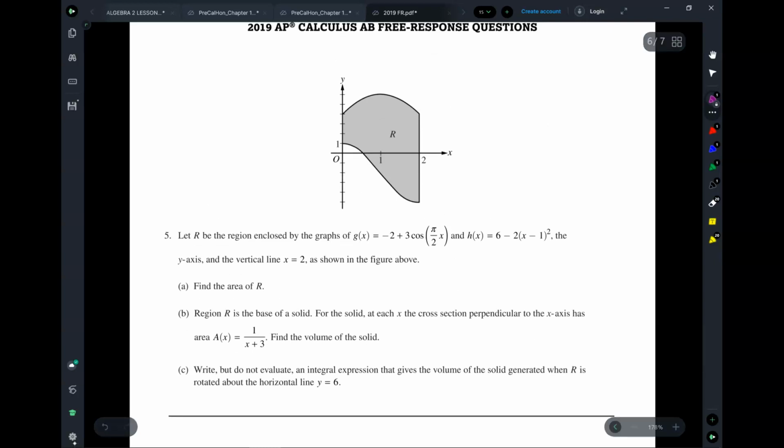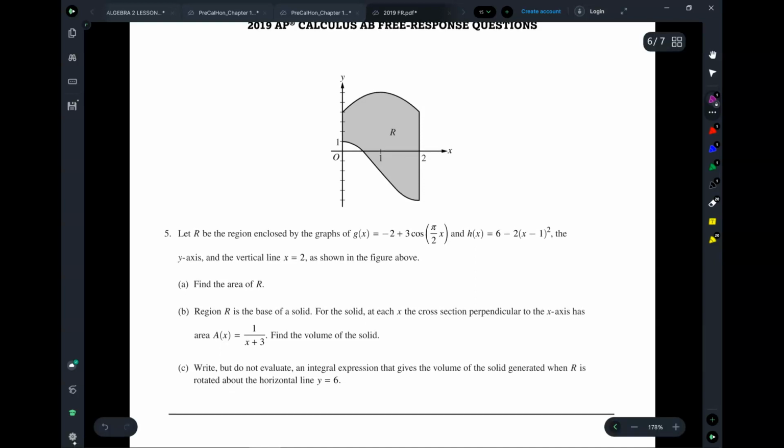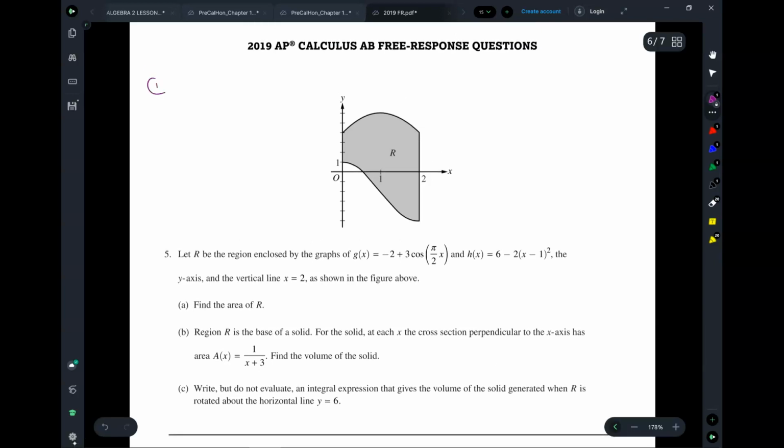Is this our very first area one explicitly? I think so. So let R be the region enclosed by these two graphs, and this is a non-calculator one, and the y-axis and the vertical line x equals 2. Find the area of R. Okay. Which one of these is the cosine and which one is that parabola? The cosine is the bottom one. So this is g of x and this is f of x.